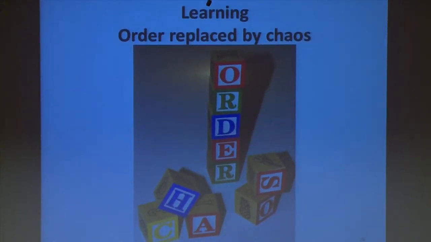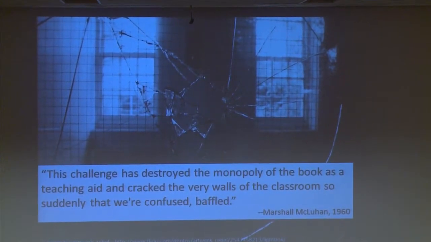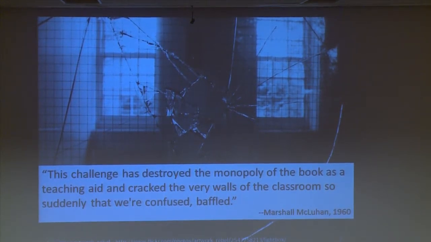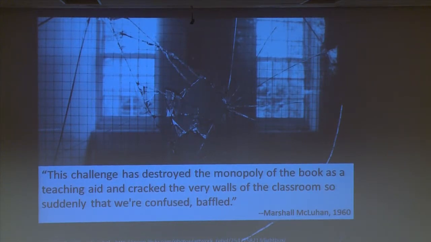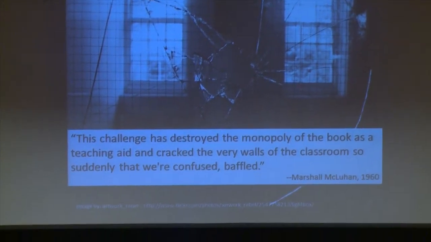So this, I think, is what's happened. The order and the structure of learning has just been replaced by chaos. Okay, this is fundamentally what I think is the biggest disaster. This quote, taken from Marshall McLuhan in 1960, looks as if he wrote it yesterday. This challenge, and he was talking about the advent of television, has destroyed the monopoly of the book as a teaching aid and cracked the walls of the classroom, so we are all baffled. And I think this is true for every single one of us: we're not sure. We're constantly looking for someone to tell us that we're doing the right thing. We're constantly looking for one size that fits all. And that is what's changed.